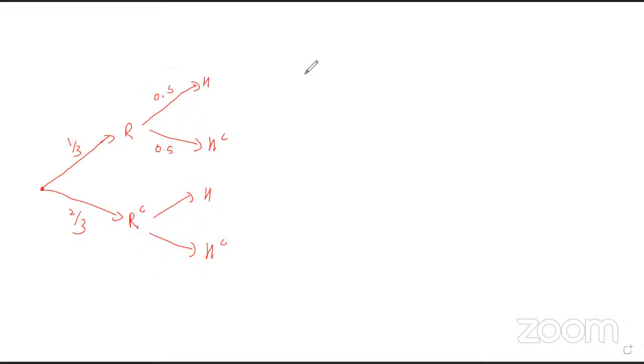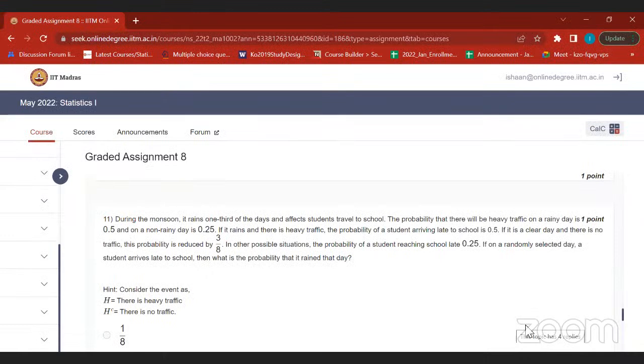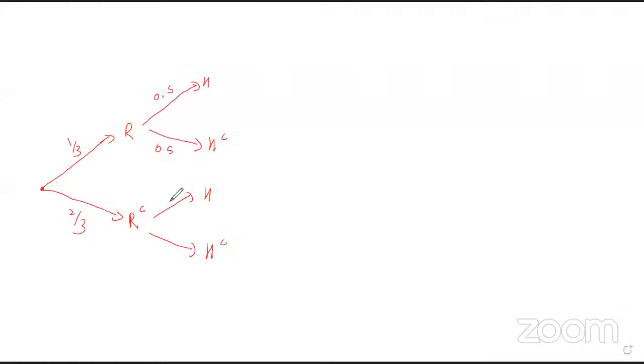Not raining and heavy traffic, its probability is given. And on a non-rainy day, heavy traffic is 0.25, so 0.25 and 0.75, right? Next, for each branch, we have two situations: late, not late; late, not late; late, not late; late and not late, right?